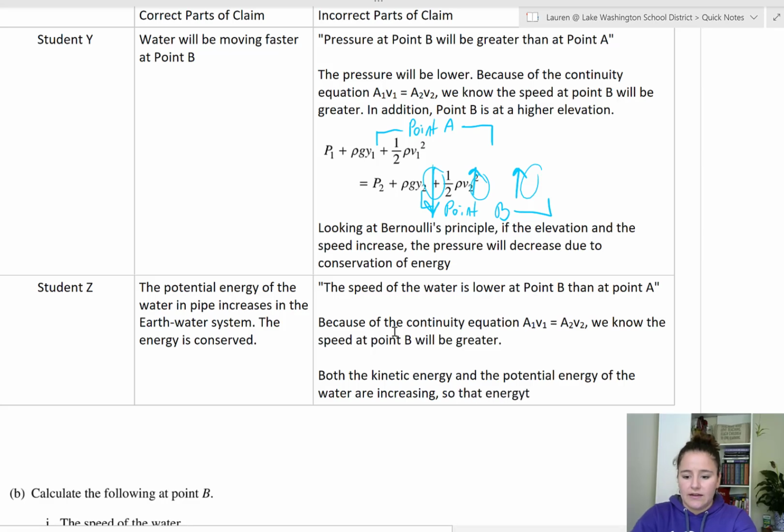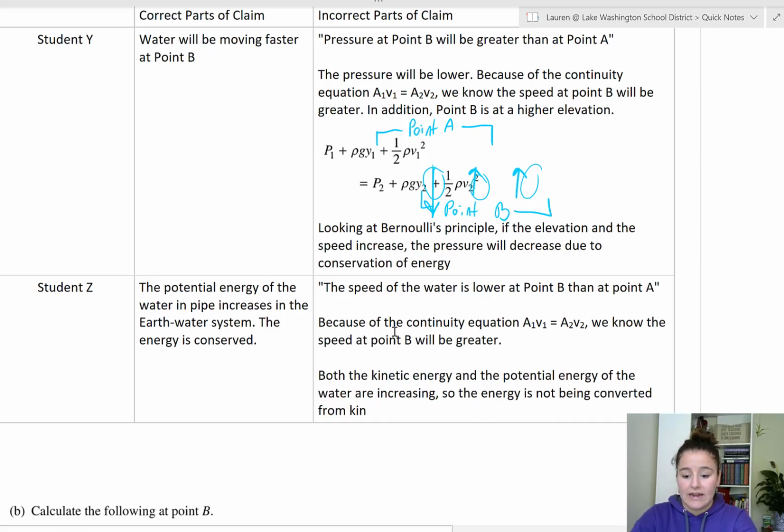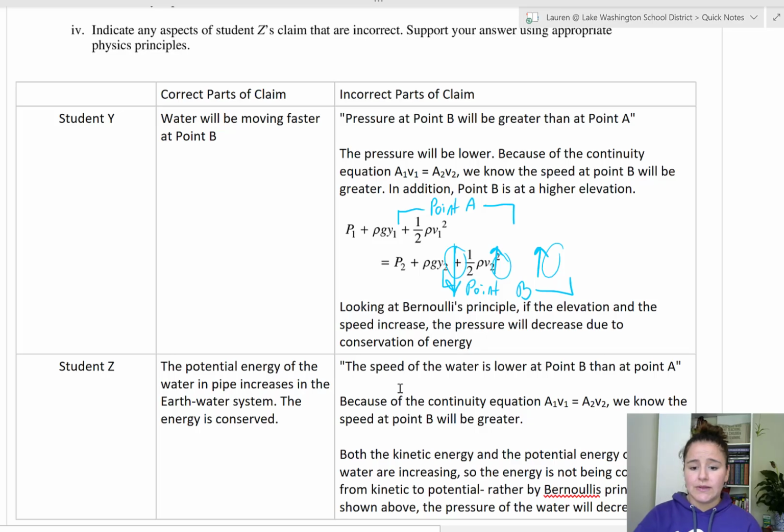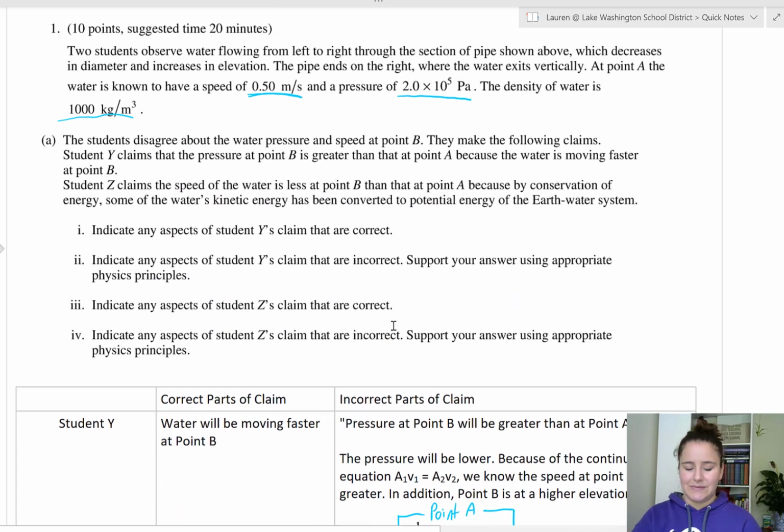So the energy is not being converted from kinetic to potential. Rather, by Bernoulli's principle, as shown above, the pressure of the water will decrease. Okay, and that's how we can apply Bernoulli's principle conceptually to evaluate those claims.